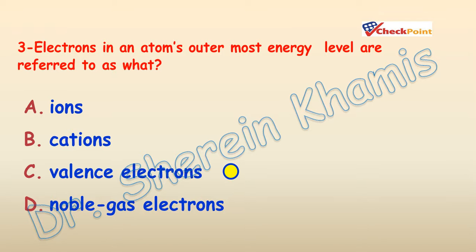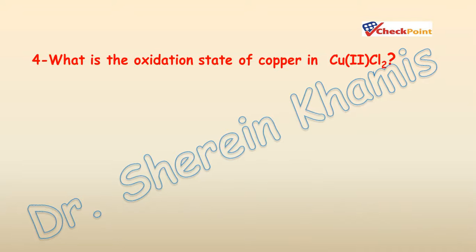Okay, we are going to question number 4. What is the oxidation state of copper in copper 2 Cl2? In the Latin name we write a numeral, the Latin numeral, in case the element has more than one oxidation state. We have copper 1 and copper 2. Here we have copper 2 forming a salt, Cu2Cl2. Okay, what is the oxidation state of copper here?